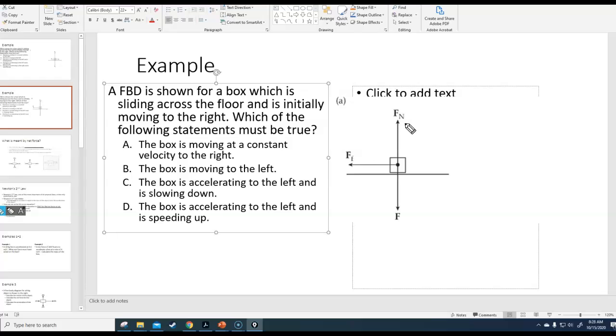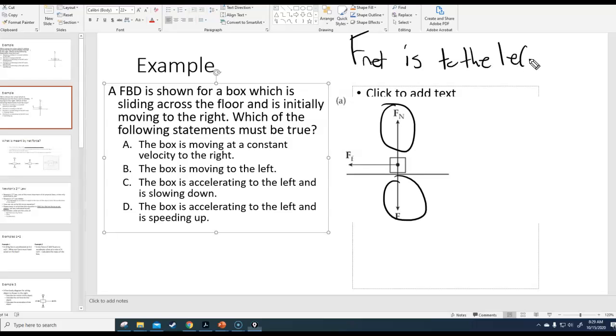Okay, so based on the free body diagram, we have Fn, and we have F down here. Those two arrows have the same length and in opposite directions. And so this force and this force, when I go to calculate the net force, are going to cancel out. That means the only force that's left is FF, which is going to the left. That means the net force is to the left. Okay, because the net force is to the left, that means the acceleration is to the left.